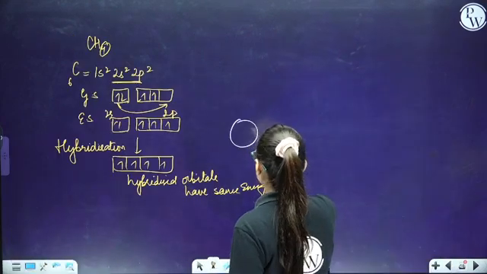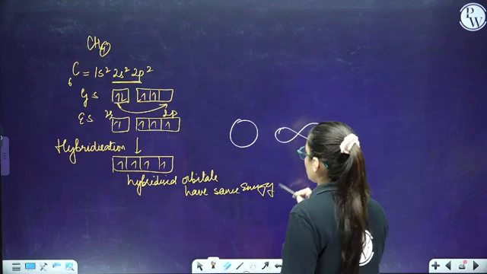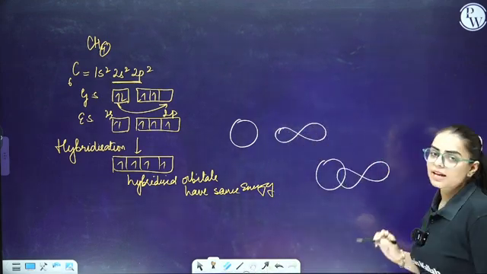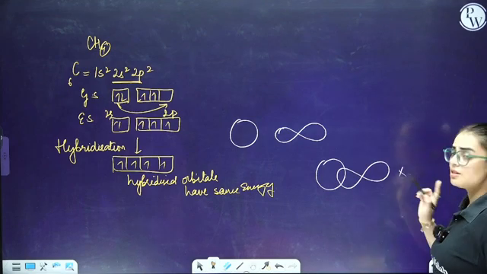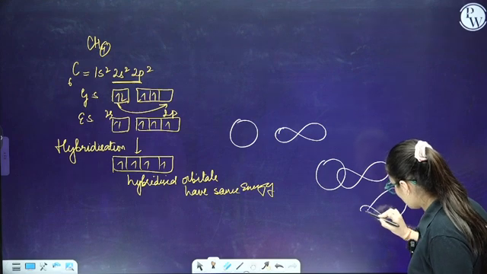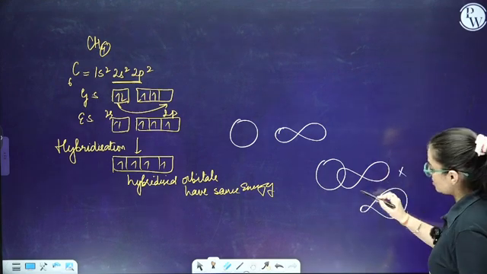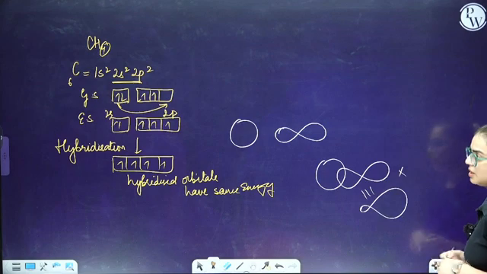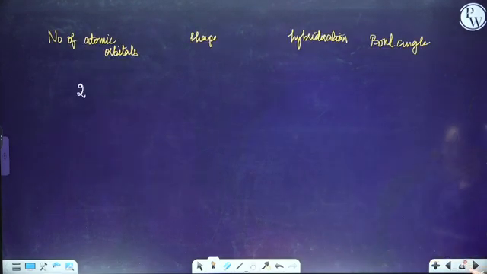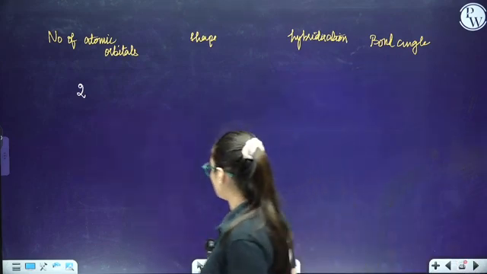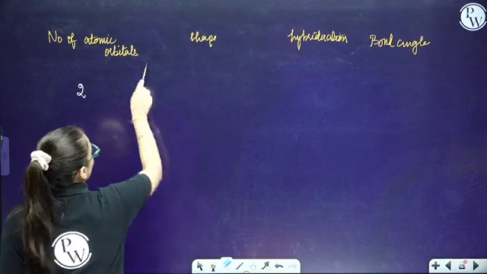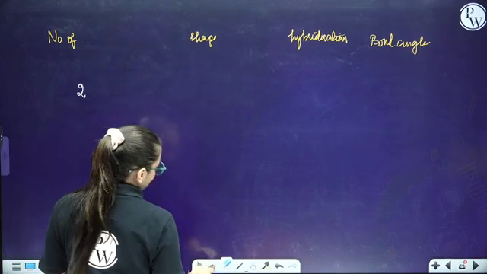S orbital is spherical, p orbital is dumbbell shape. When we intermix, we create this kind of orbital, but in actual, students, it won't look like this. This is created, though, but in actual, the structure is like this, which is equivalent to this structure. When we are mixing s and p together, we obtain this structure. The number of hybridized orbitals that we are taking over here is 2.